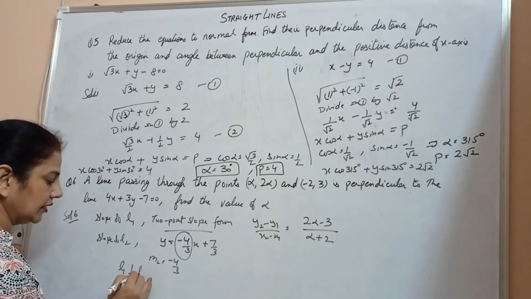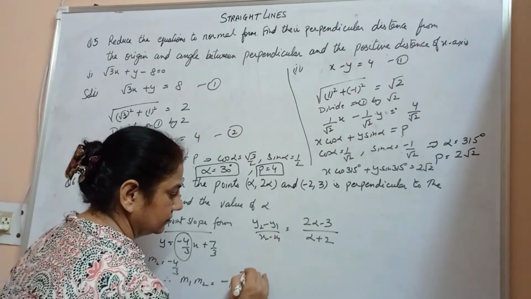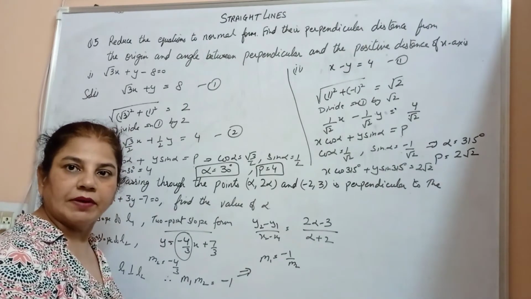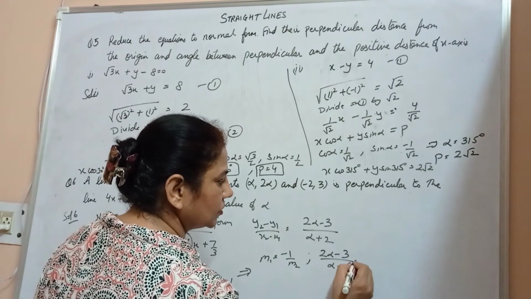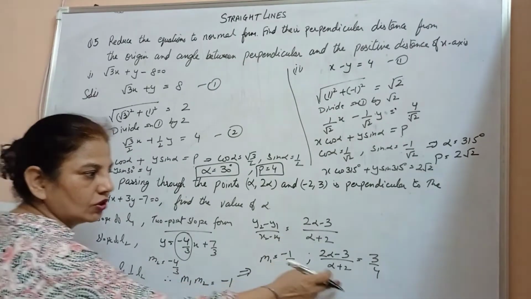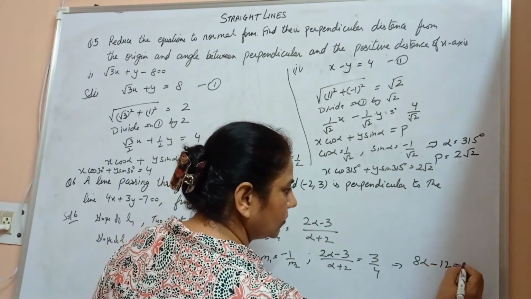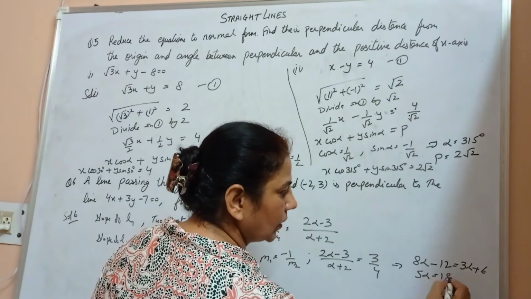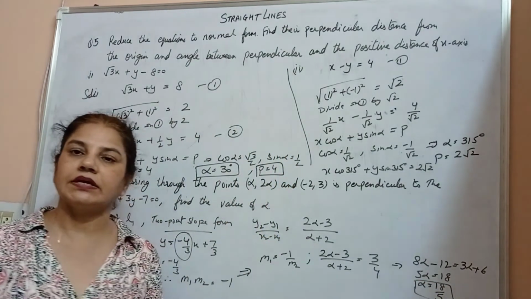As L1 is perpendicular to L2, therefore the product of their slopes is equal to minus 1. M1 is the negative reciprocal of M2. So we have 2 alpha minus 3 upon alpha plus 2 is equal to 3 by 4. The negative reciprocal of minus 4 by 3 is 3 by 4. So cross multiply: 8 alpha minus 12 is equal to 3 alpha plus 6. So here we get 5 alpha is equal to 18. So alpha is equal to 18 by 5. The value of alpha is 18 by 5.